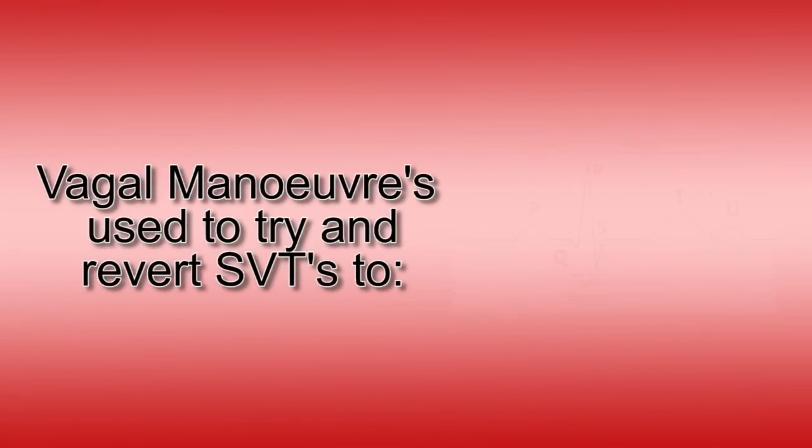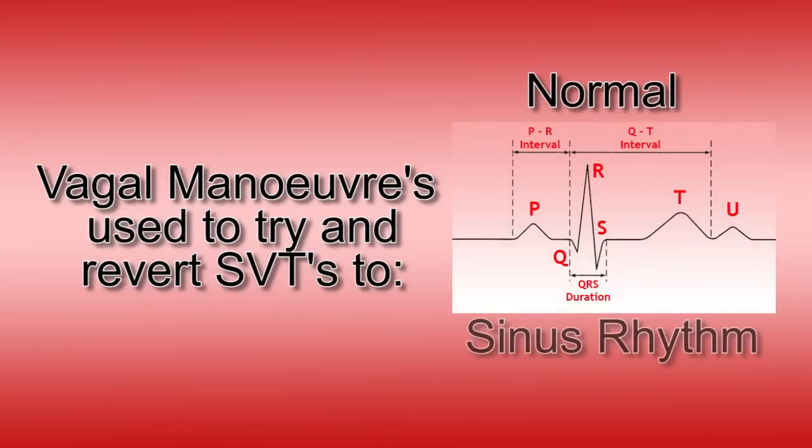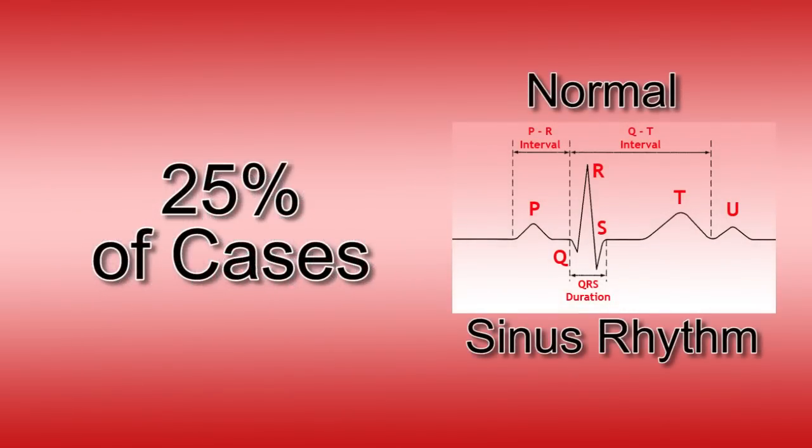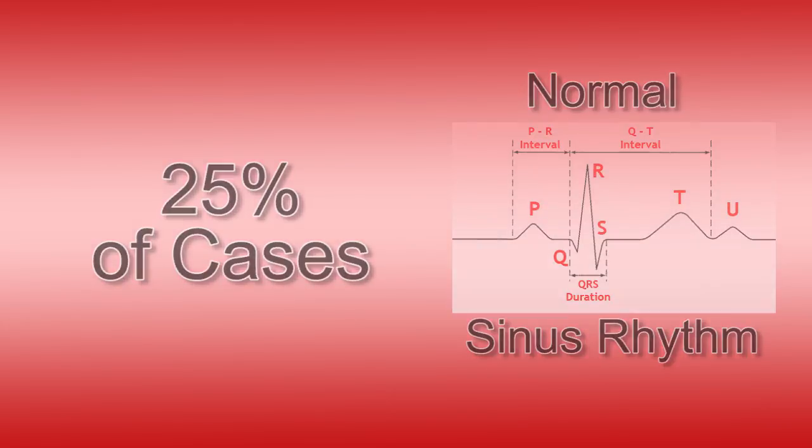Vagal manoeuvres are often used to attempt to revert or slow an SVT into a more normal sinus rhythm. Vagal manoeuvres can be successful in up to 25% of cases if correctly performed by the paramedic, with many failures being due to incorrect instructions given by the paramedic to the patient.